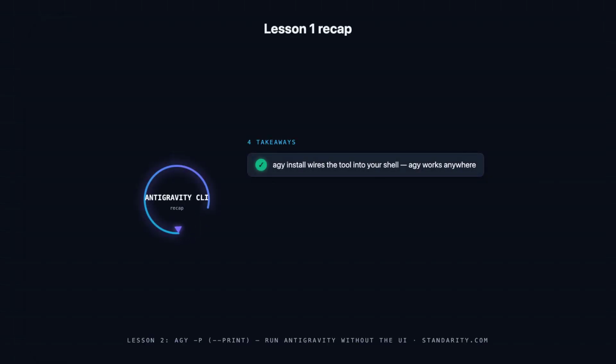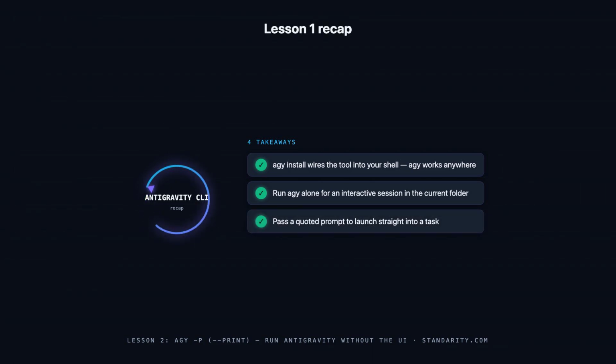Here's what to keep from this first lesson. So ag install wires the tool into your shell, so the ag command works from any directory on your machine. Typed on its own, the tool opens an interactive session in the current folder, a full terminal agent ready to work. You can also pass a quoted prompt to launch straight into a task, or use the skip flags to leave your path and aliases untouched.